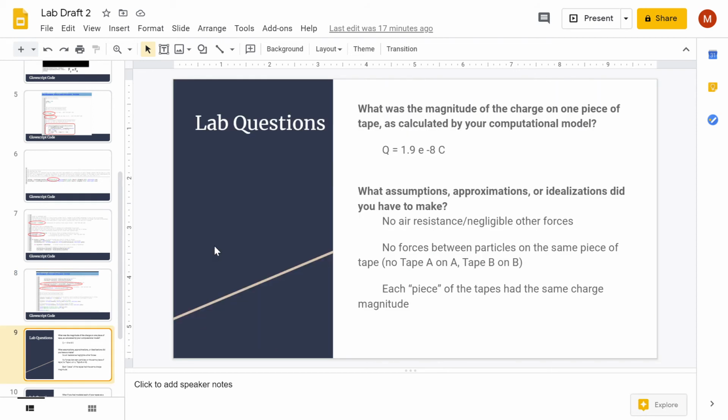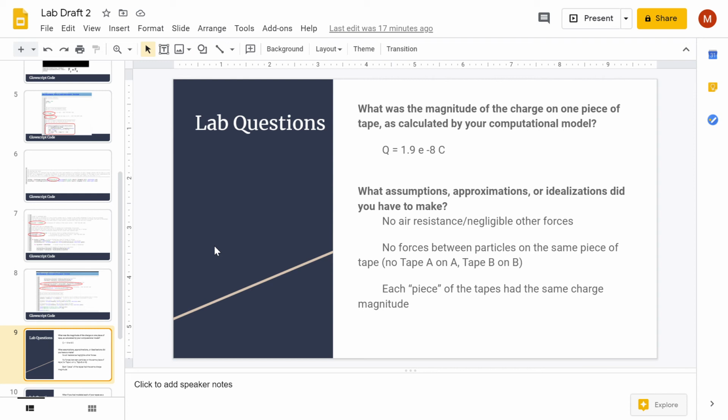Lab questions. What was the magnitude of the charge on one piece of tape as calculated by your computational model? In this case, Q was equal to 1.9 times e to the negative 8 coulombs, and this number was chosen so that F of G would equal F of E, aka the forces of gravity and the electric field would cancel each other.